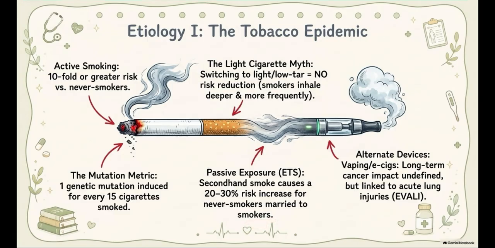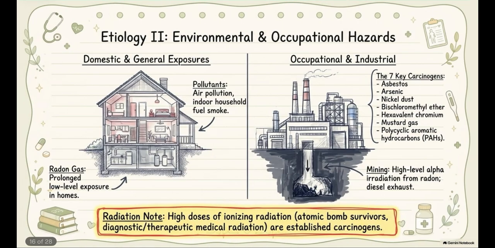Then there are alternate devices, like vaping. Vaping has an undefined long-term cancer impact right now. However, these devices are clearly linked to sudden, severe lung damage. This is known as acute lung injury. But environmental triggers extend far beyond tobacco.